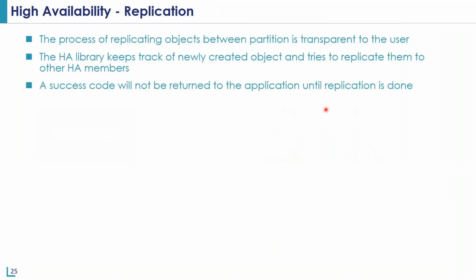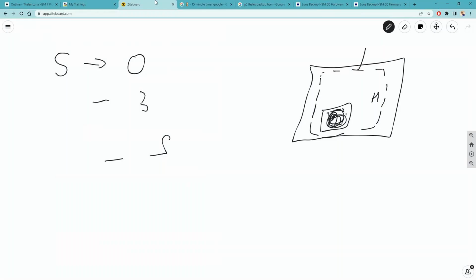Replication. The process of replication is again done by the Luna client. If you have 4 members, let's see this whiteboard and understand how replication is working.